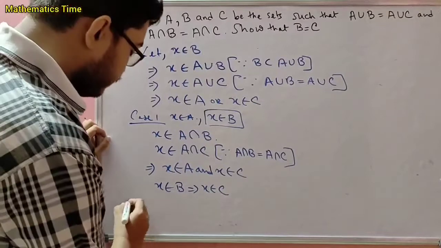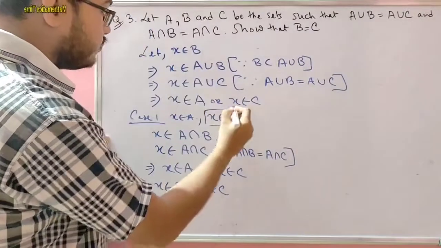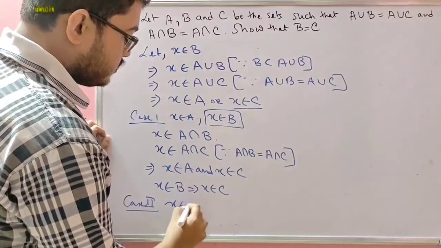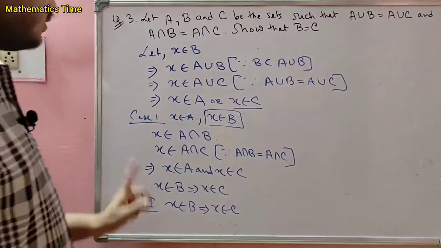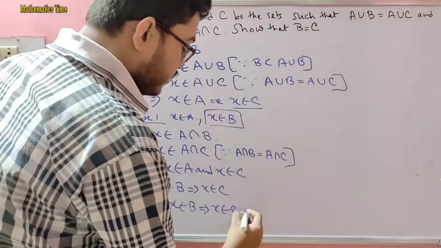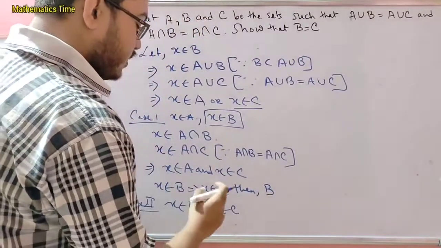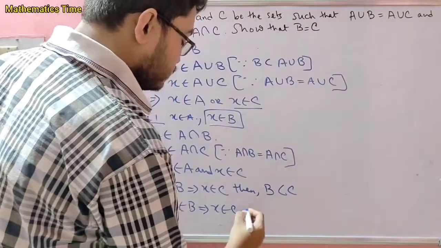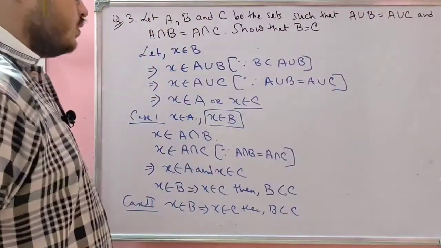And from case 2, what is case 2? Case 2 is X belongs to C, which gives X belongs to C directly. From case 2 we got the same result. And what can we say? If X belongs to B implies X belongs to C, then B is a subset of C. In case 2 we also get B is a subset of C.